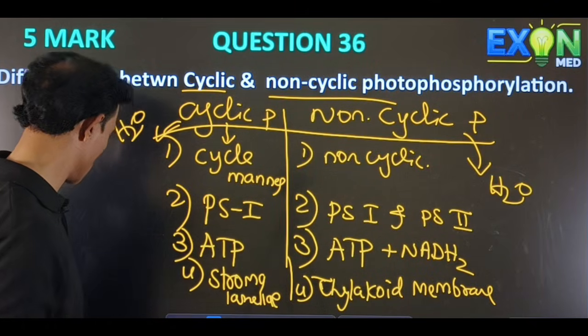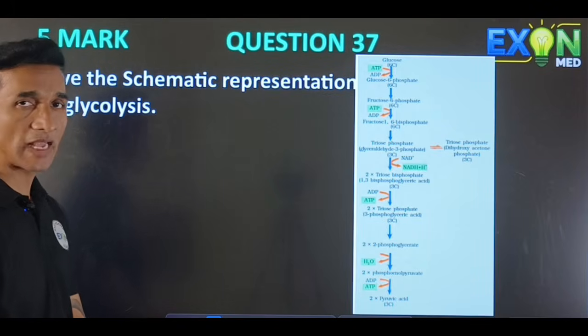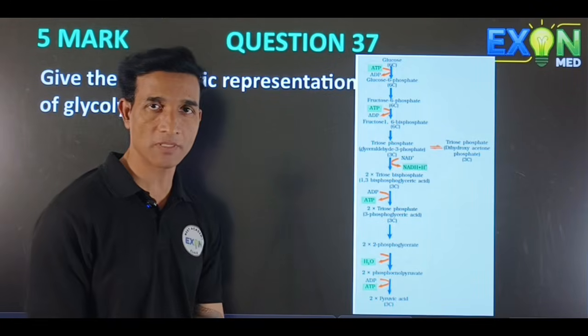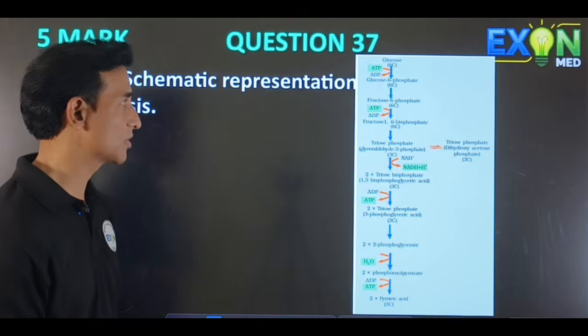Any 5 points you have to mention. So another one, give the schematic representation of glycolysis. So 10 steps you have to learn by heart and then write this schematic representation.